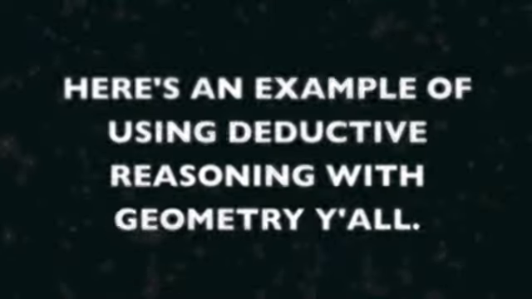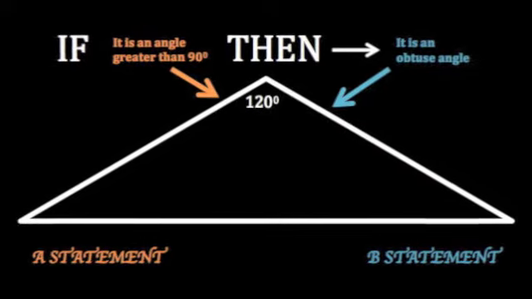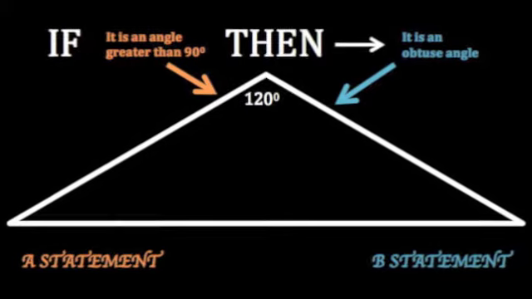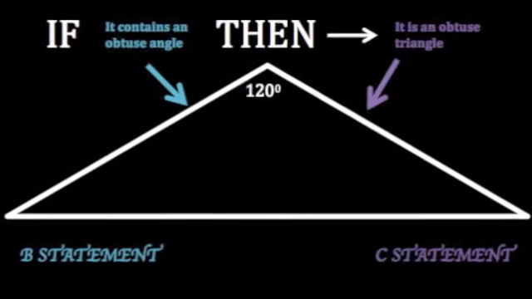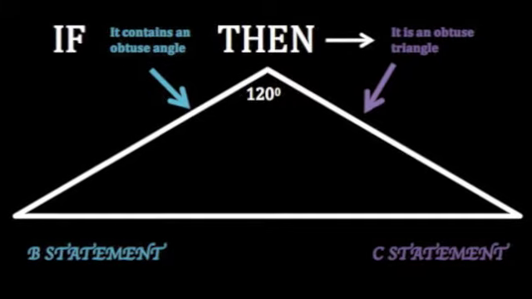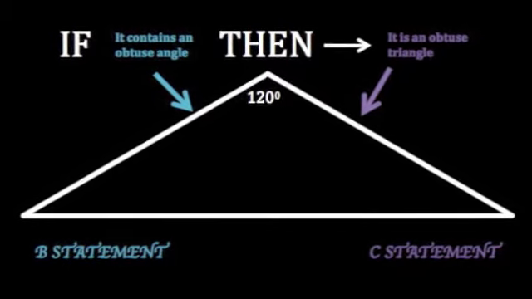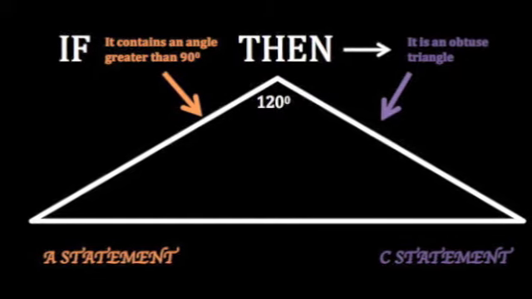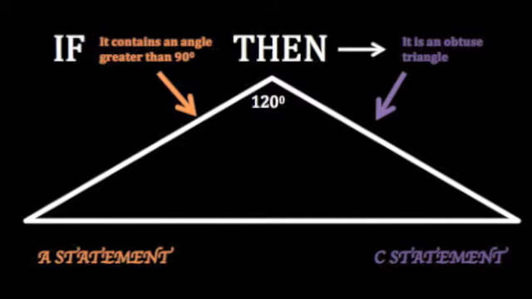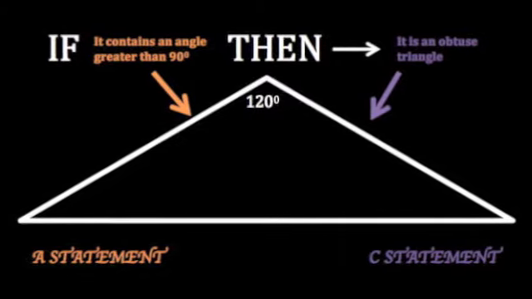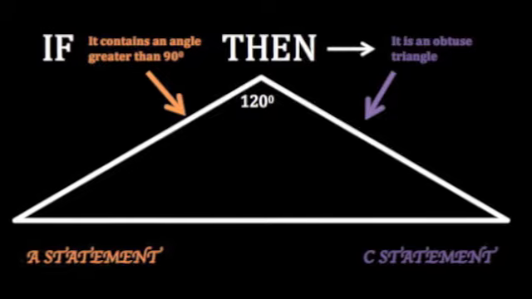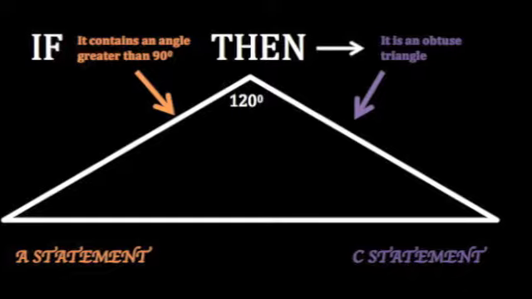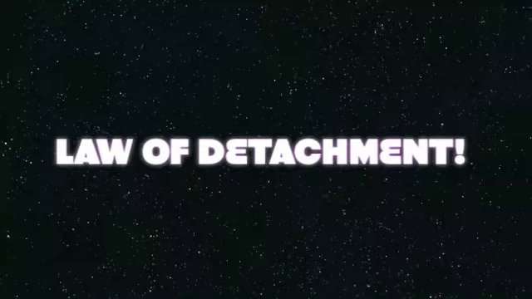Here's an example. If a triangle contains an angle greater than 90 degrees, which is the A statement, then it contains an obtuse angle, which is the B statement. If a triangle contains an obtuse angle, which is the B statement, then it is an obtuse triangle, which is the C statement. If a triangle contains an angle greater than 90 degrees, statement A, then it is an obtuse triangle, statement C. We just used the law of syllogism to prove that if the A statement is true, then the C statement is also true.